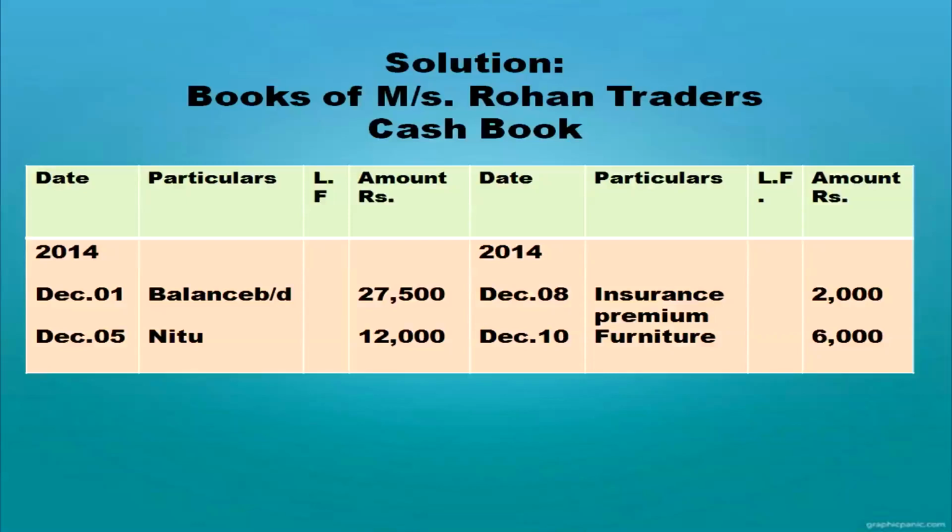Furniture purchase. That is also in the form of a payment by this organization, so it is an expense for this organization. When furniture is purchased, cash is paid, so furniture debit to cash. So you write on the credit side of the cash book, by furniture, with date and amount in the respective columns.